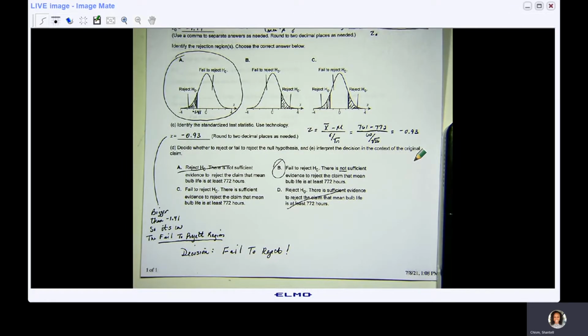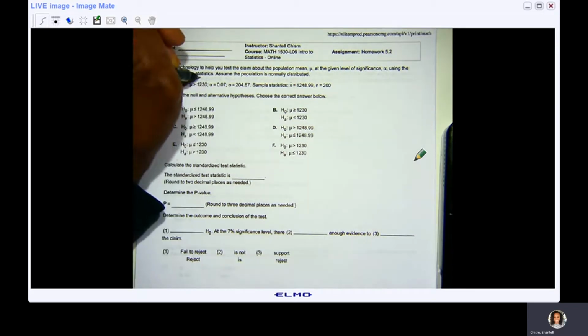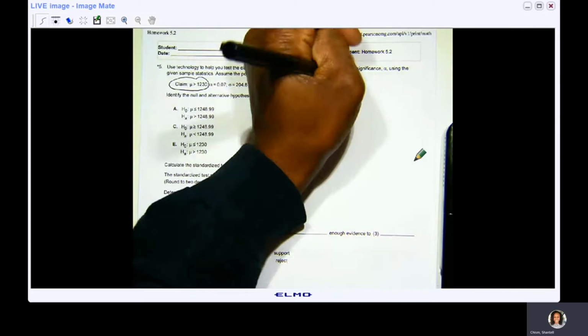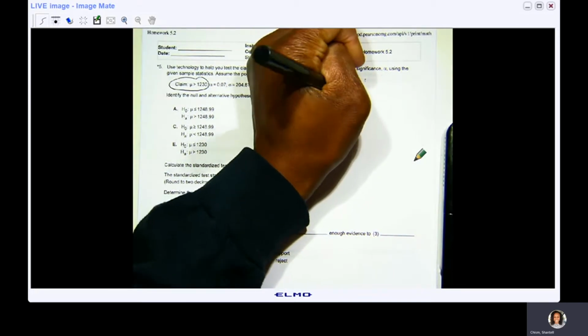Okay? Right. Now this one is actually going to take a turn and have us use the p-value method. Okay? I'm going to show you on an illustration, and I'm going to put it in the calculator. Okay, so it says use technology to help you test the claim about the population mean mu at the given level of significance alpha using the given sample statistics. All right, so here's our claim. I'm going to circle it, and then I'm going to go ahead and write what H0 and HA are.